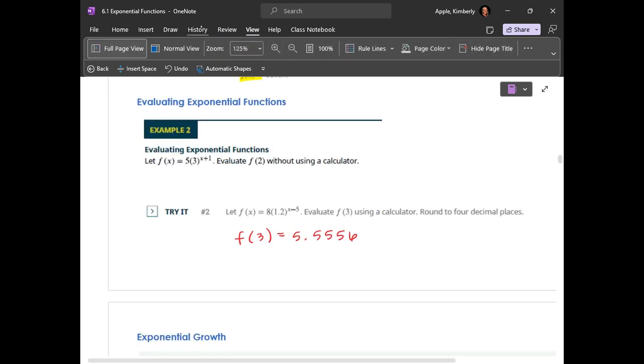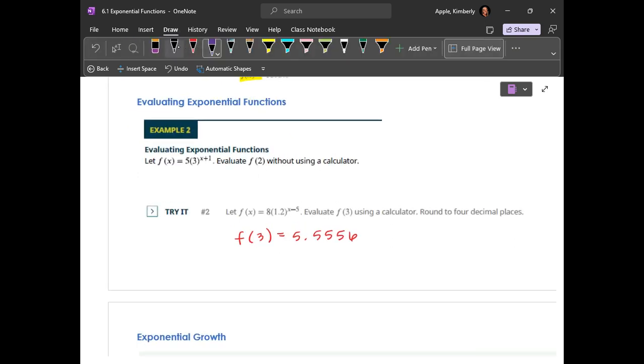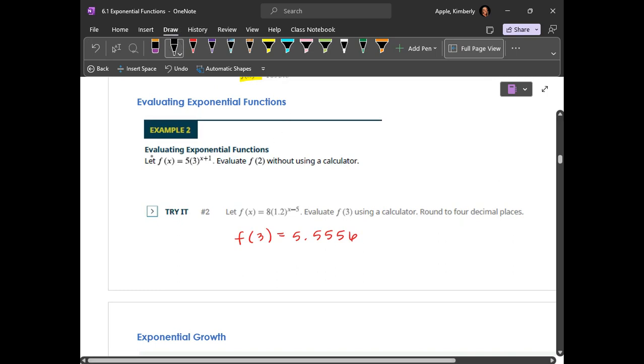Remember, when we evaluate, that means we just plug in some input value and get the corresponding output. So if this is the given function f of x, to find f of 2, I will simply replace all the x's with 2's.